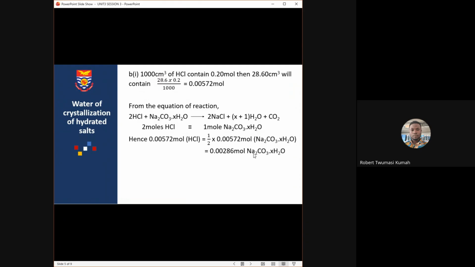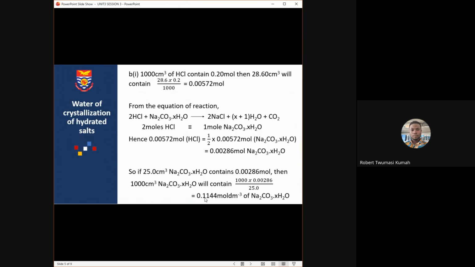Half of it, 0.00286 moles of this. But since we only took a portion of this solution, right? It was prepared in 1000, and then we took only 25. So this is contained in that small volume that was used. So if 25 contains this value here, then what will 1000 contain? 1000 is going to contain 0.1144. So that's the concentration.